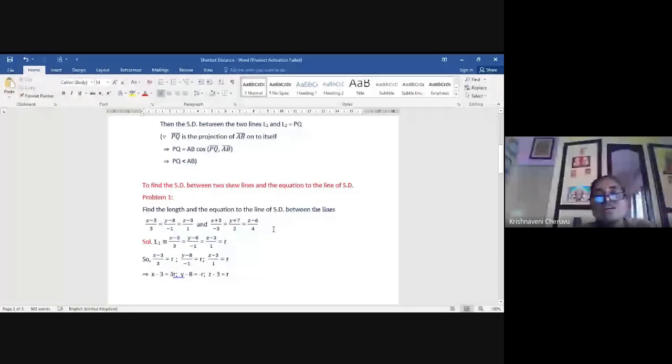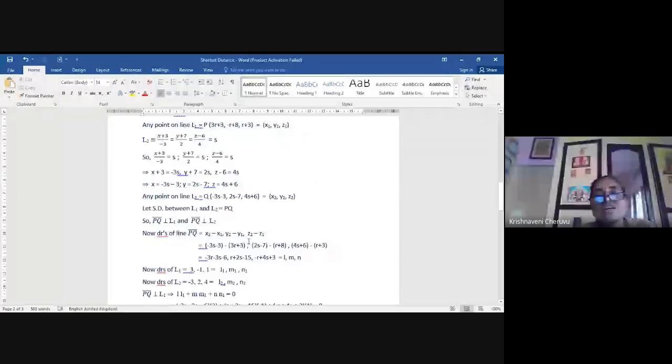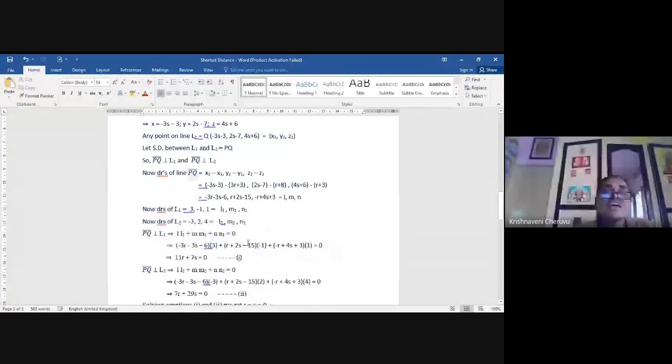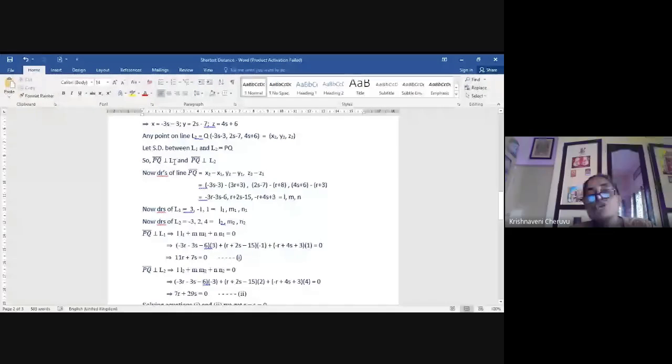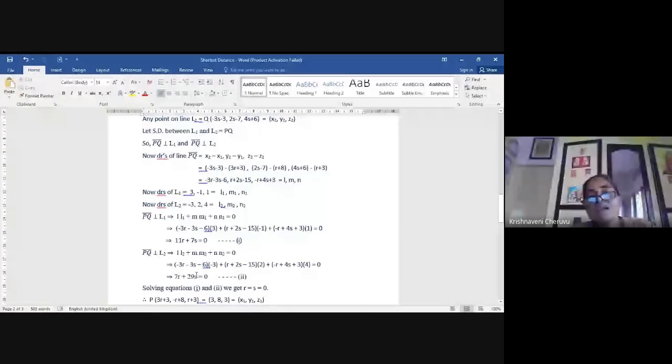So once you know the meaning of the shortest distance, what you have to do is find a point on L1, find a point on L2, and then that point distance is the shortest distance. The line joining them would be the line of shortest distance, and that line is perpendicular to the given lines. So use the condition of perpendicularity so that you will get two equations in two unknowns, solve them, and you will get the R value and S value.